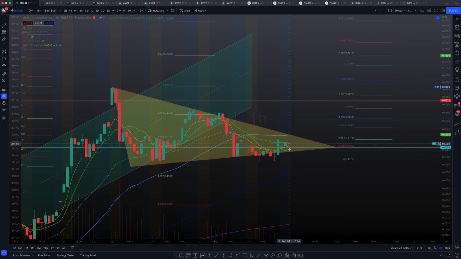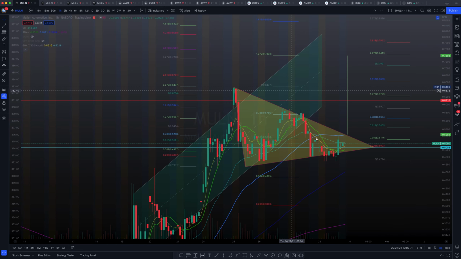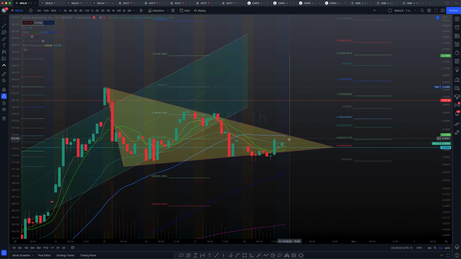But this is primed for a breakout, and this is also a bullish setup. So just know that these triangles usually tend to realize when they're about 70 to 75% complete, and we're right about there. So this is getting close to that breakout, you guys.